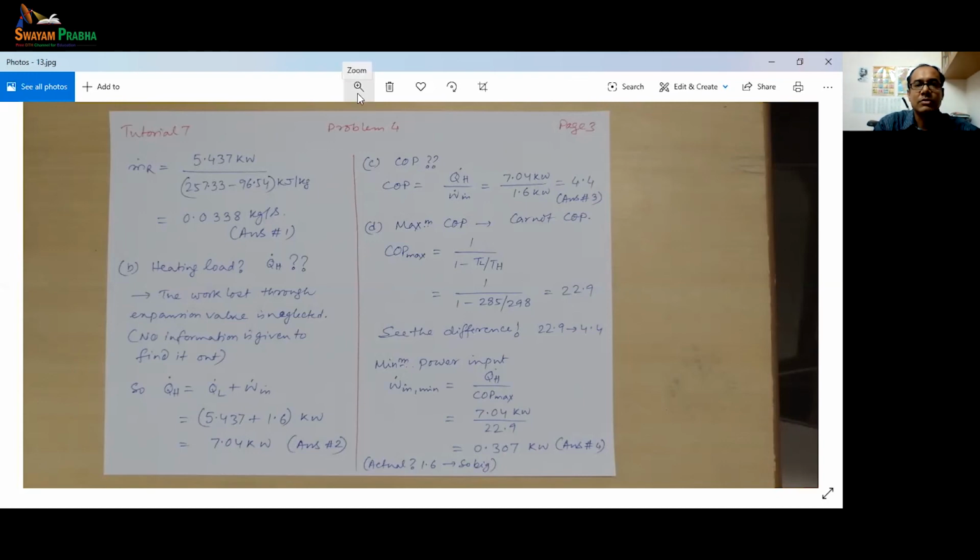So in this tutorial we have taken 2 problems from chapter 5 and 2 problems from chapter 6. Chapter 6 is the second law of thermodynamics, and we have looked at a couple of problems for the Carnot heat engine, Carnot COP, what they mean, and all these things.